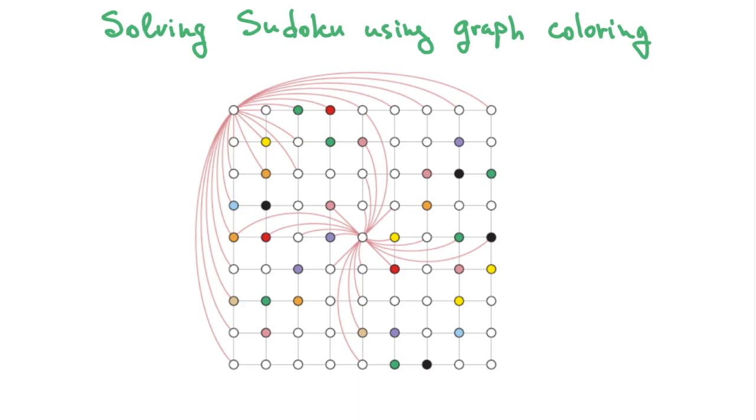Right. And I only illustrated the edges for a corner vertex and for a vertex in the middle. I was too lazy to draw all the edges. Naturally, the vertices in the same block, row, or column form a clique on 9 vertices. So, we need at least 9 colors for a proper coloring, and an optimal coloring will achieve this lower bound.